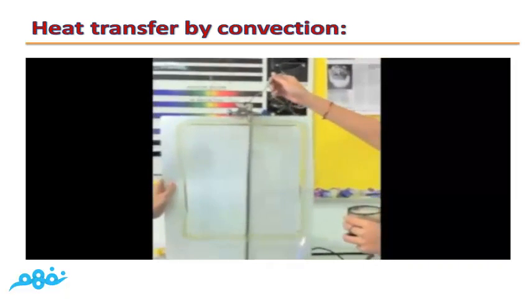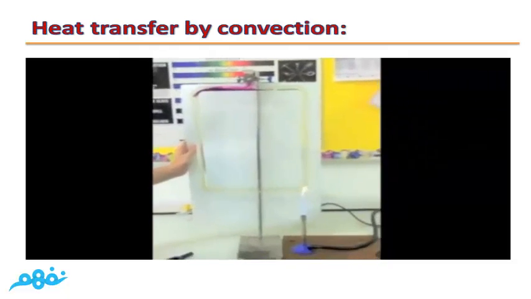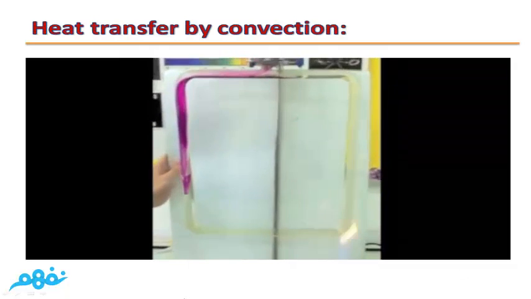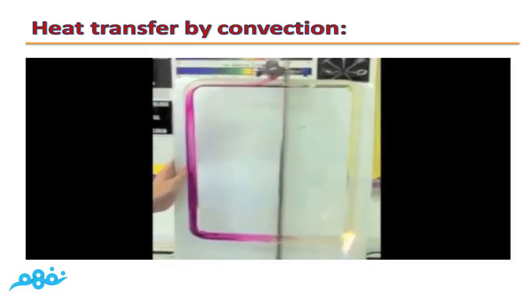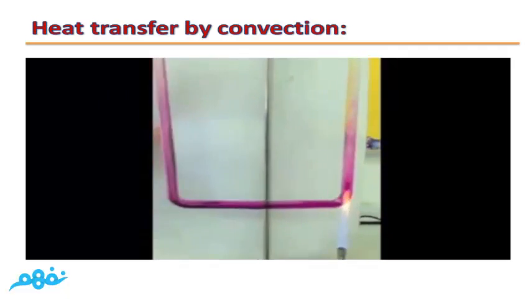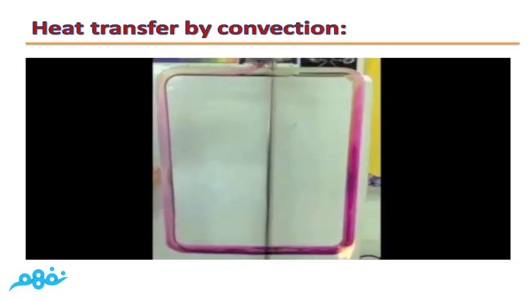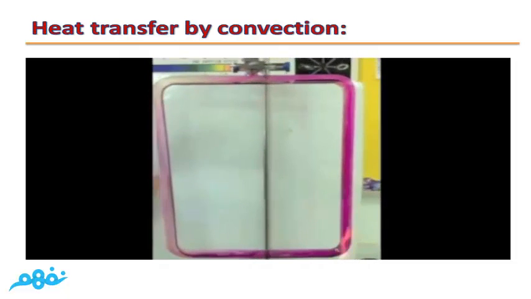The same activity can be done by using this tube, by adding potassium permanganate and heating the tube from one of its ends. You will notice that the color will move gradually toward the flame and it will move up against the force of gravity. This proves that the density of hot water is less than the density of cold water. So heat is transferred in gases and liquids by convection.